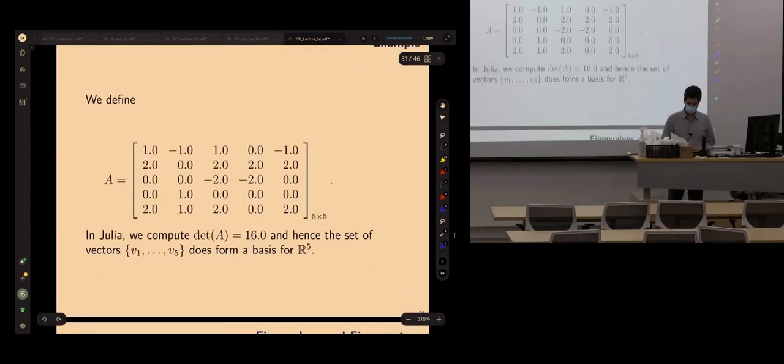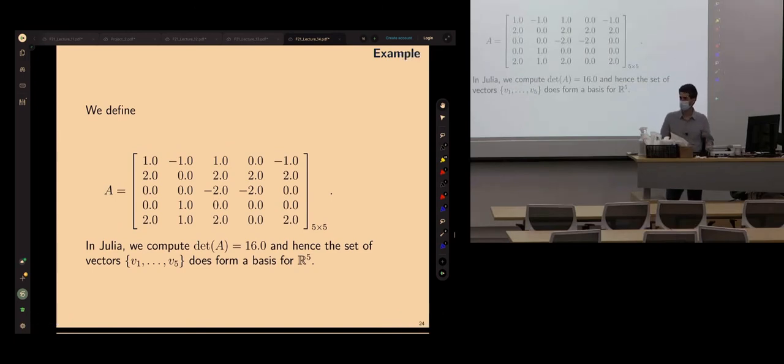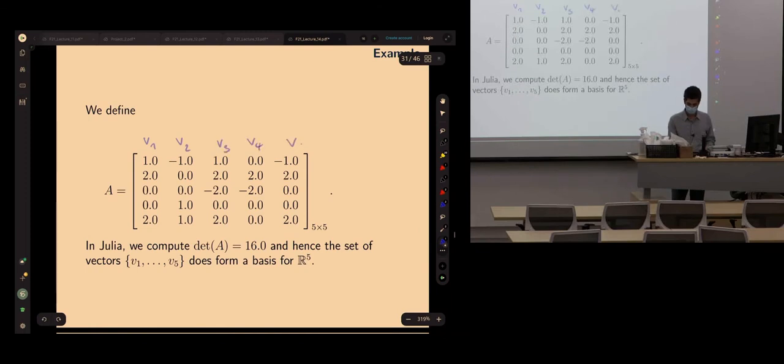And the easiest way is to form a matrix, right? Arrange them in the columns of a matrix. Go back to your Julia notebook, calculate the determinant of A: it is 16. Then we know that they're linearly independent, and therefore the set does form a basis for R5. It's very different from a standard basis, but it spans the entire space.